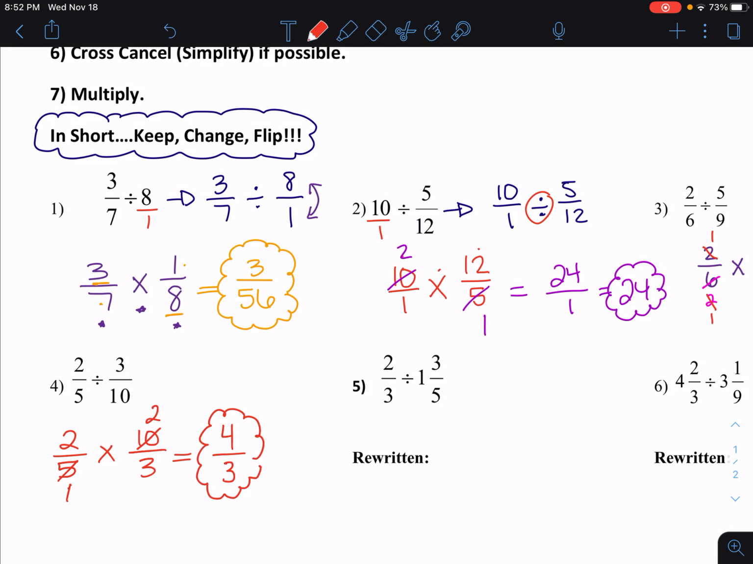You do not have to change it to a mixed number from the improper fraction. The improper fraction is an acceptable answer. Okay?